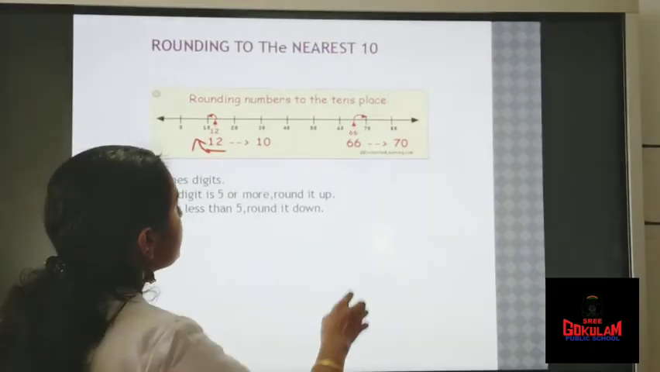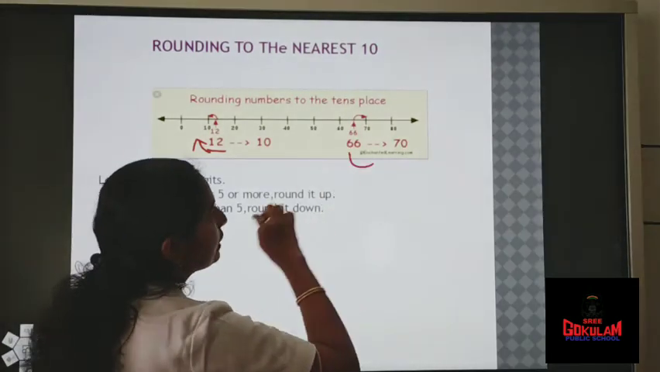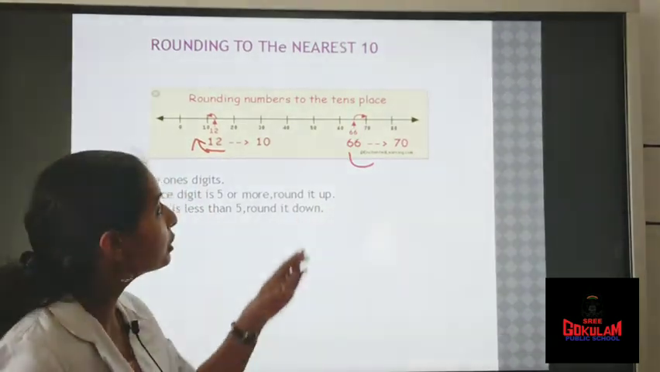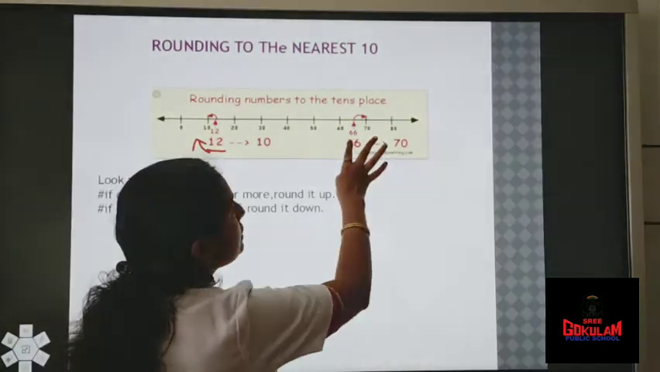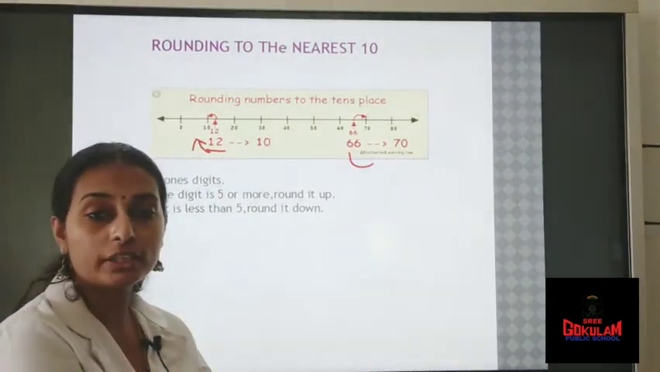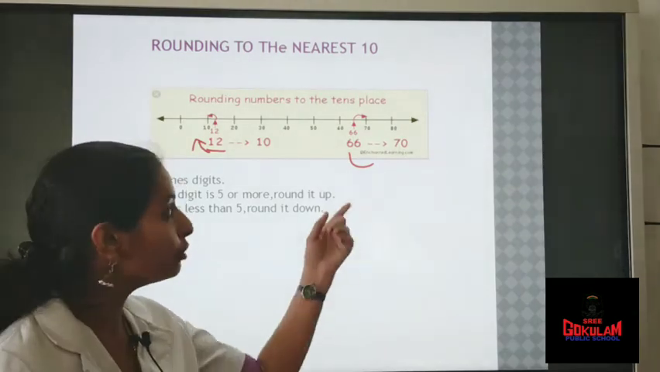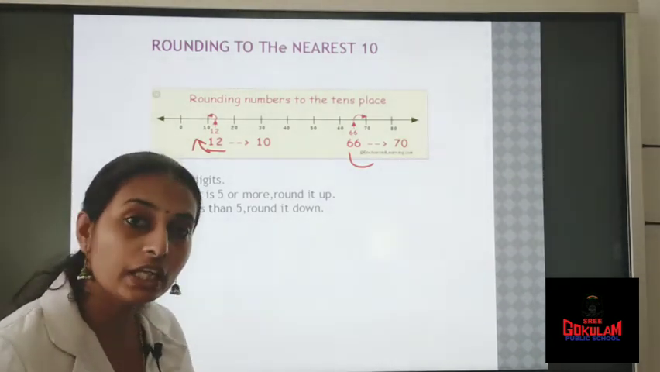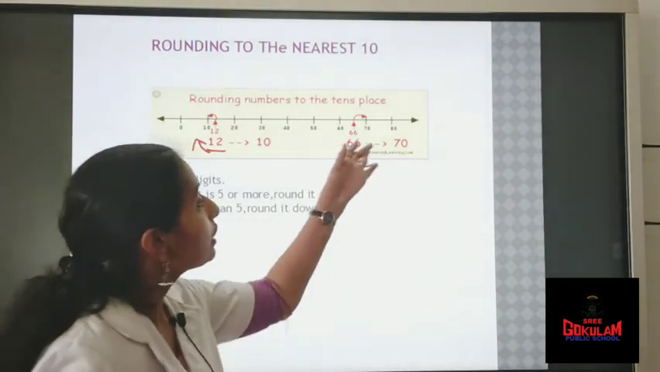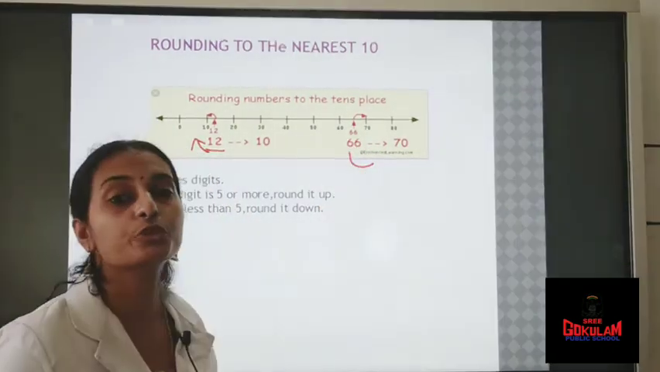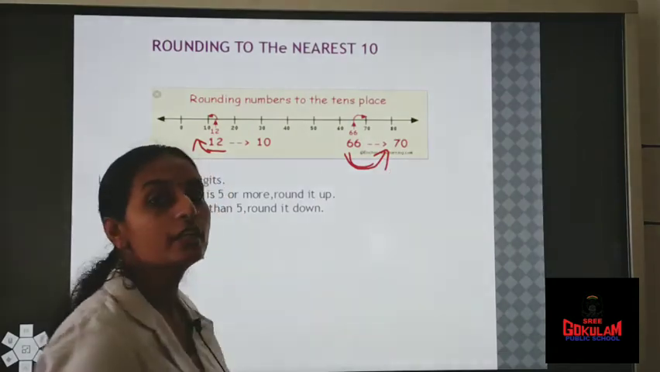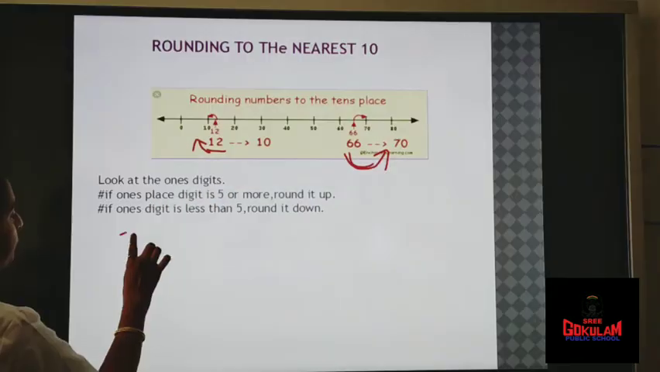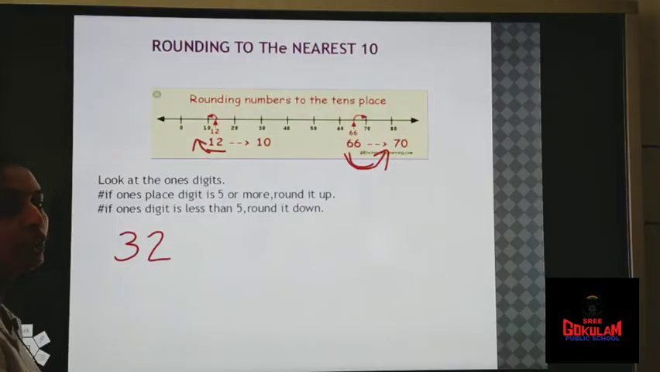Another example: 66. 66 is in between 60 and 70, and it is closer to 70. So we can tell that 66 rounds to 70.